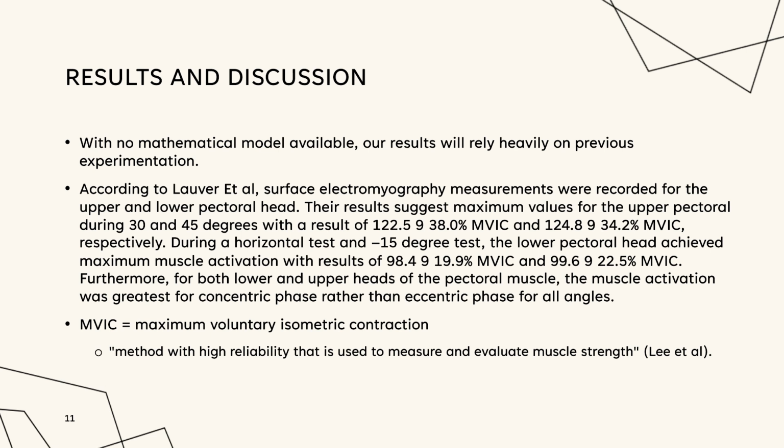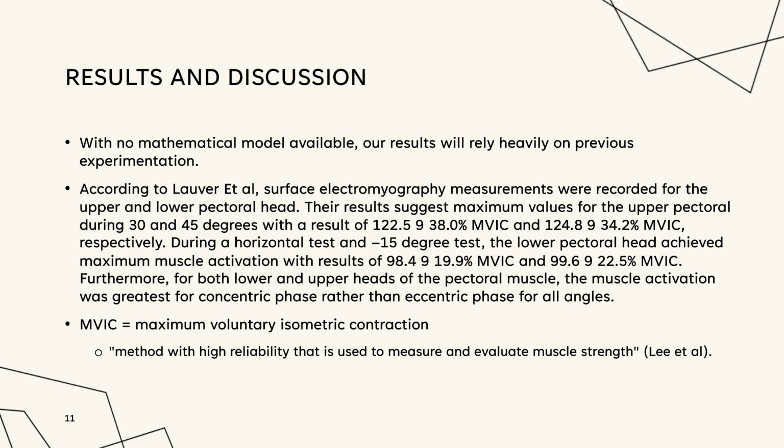Some of the results suggest that the maximum values of the upper pectoral was during the 30 and 45 degree incline, with results of 122.5 MVIC and 124.8 MVIC. During the horizontal test and negative 15 degree incline test, the lower pectoral was what achieved the maximum muscle activation, with results of 98.4 MVIC and 99.6 MVIC.